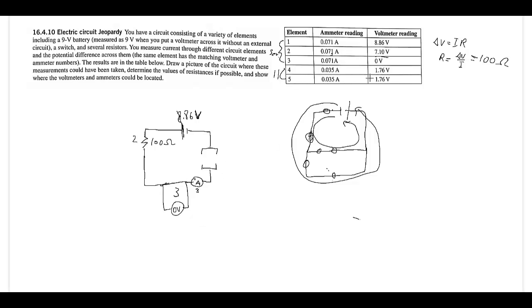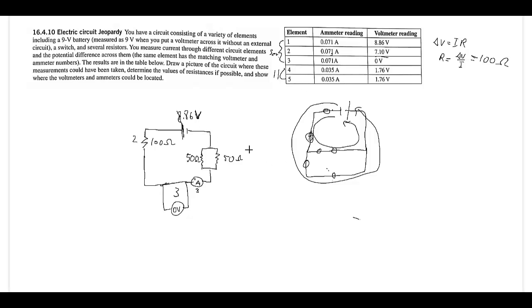And now let's take a look at these two resistors. Because there is a potential difference across them, there has to be an element here. We can make these both resistors. They would be equal, they'd be identical. And using the same equation, we get a resistance of about 50 ohms. All right, and there you have it. That would be a circuit that would fit this.